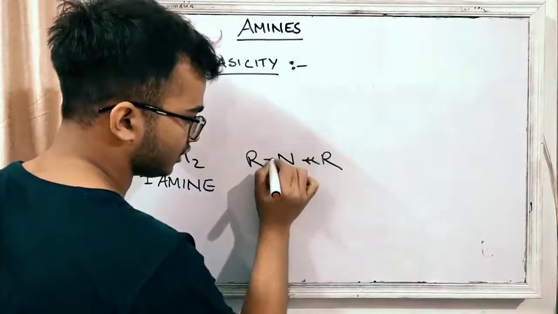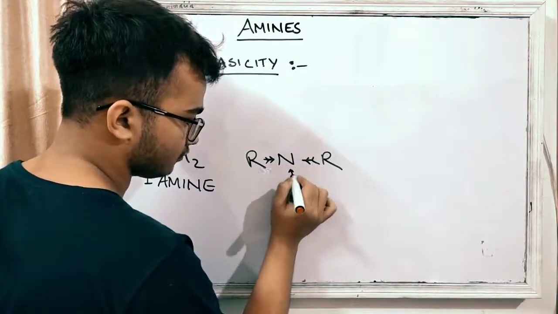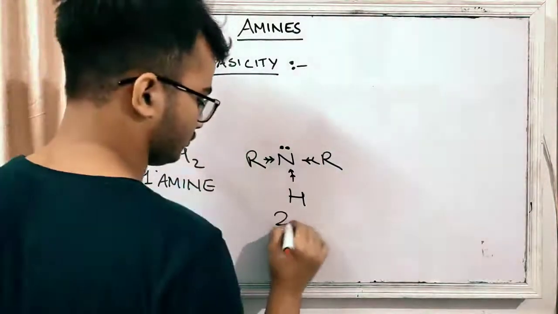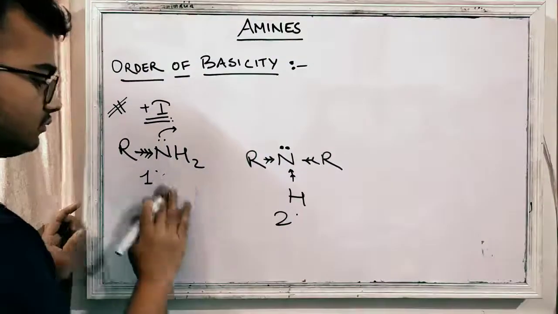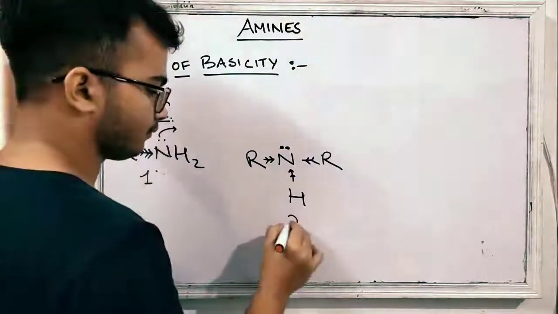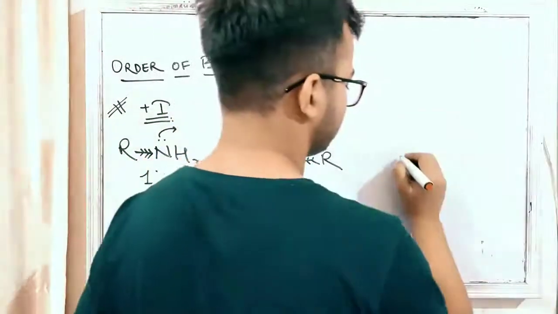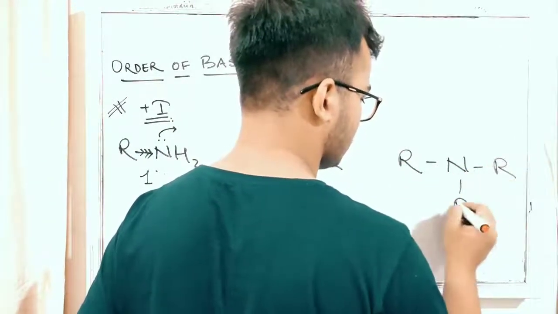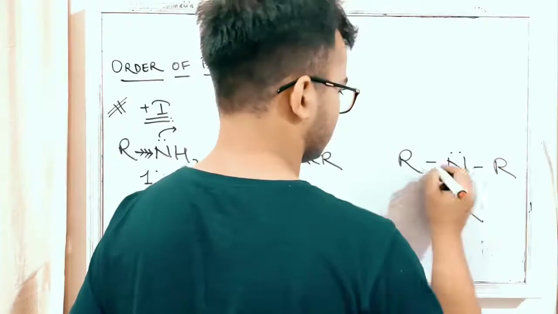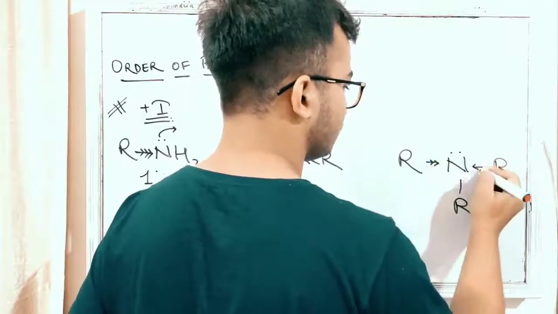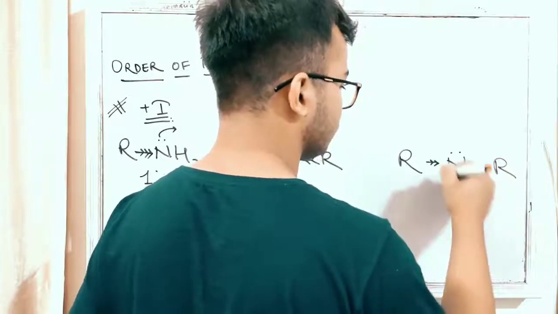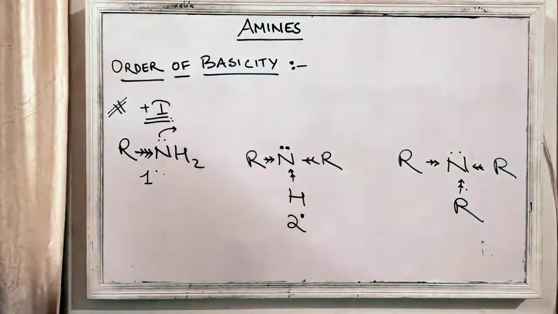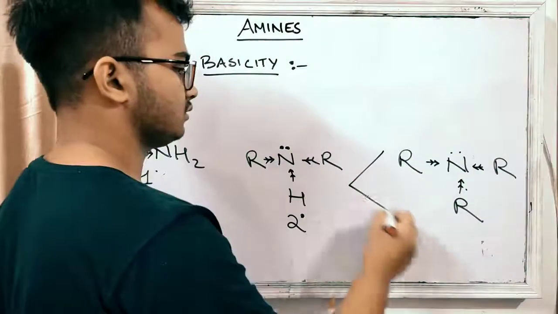Okay, so both the R groups are exerting a pull towards this lone pair to move out. This is 2 degree. Let's remove this to give uniformity. And if you see tertiary, R, N, R, and here also R. Now here you can see all the R's are pushing the N to donate the lone pair. So obviously what is the most basic here? This one, which is 3 degree.